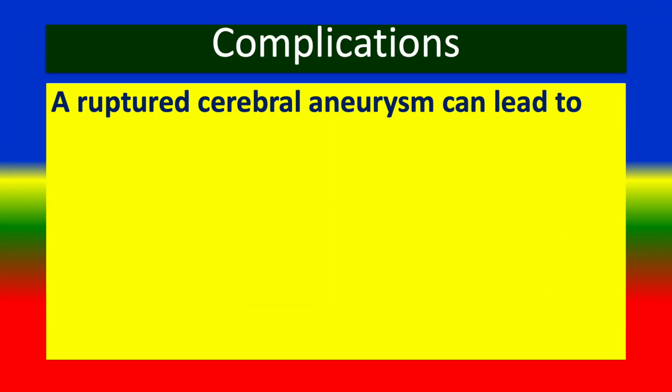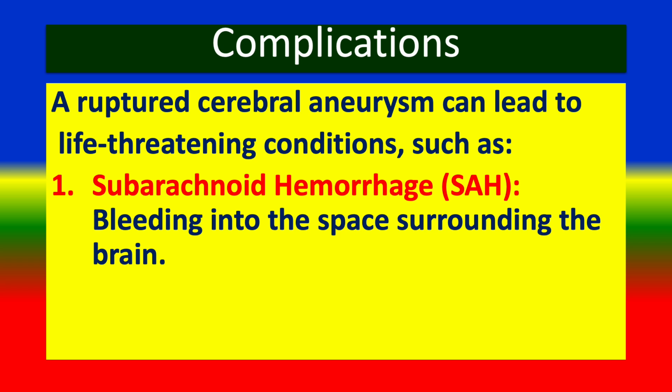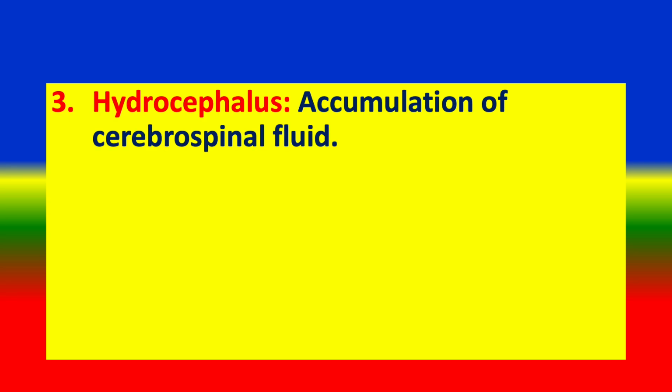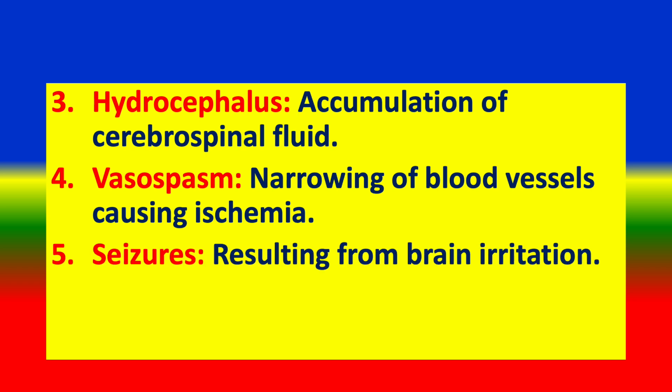Complications. A ruptured cerebral aneurysm can lead to life-threatening conditions such as 1. Subarachnoid hemorrhage, bleeding into the space surrounding the brain. 2. Stroke, ischemic or hemorrhagic. 3. Hydrocephalus, accumulation of cerebrospinal fluid. 4. Vasospasm, narrowing of blood vessels causing ischemia. 5. Seizures resulting from brain irritation.